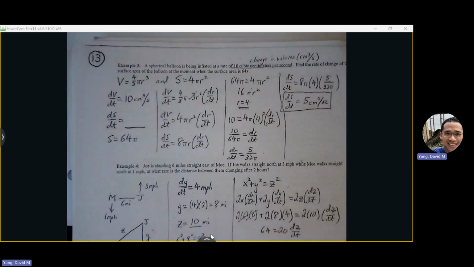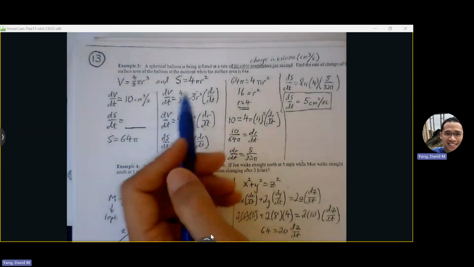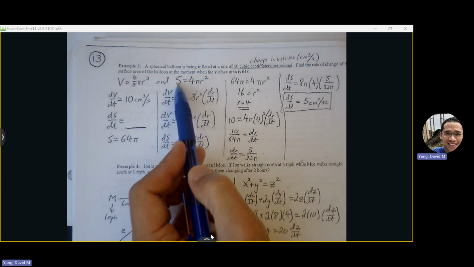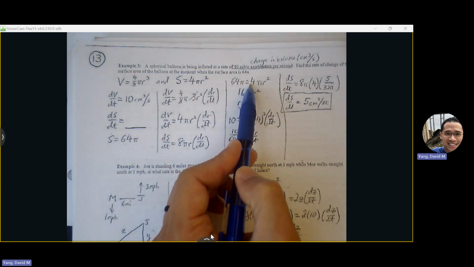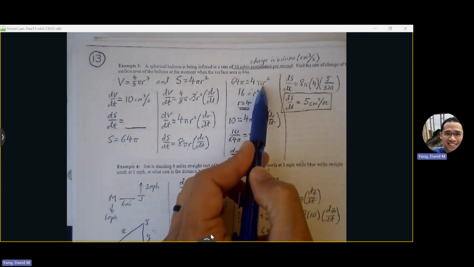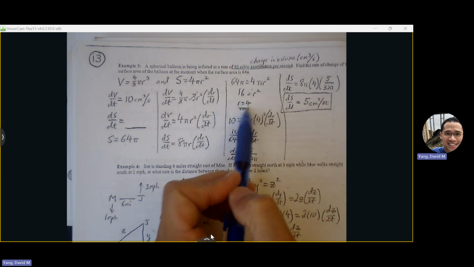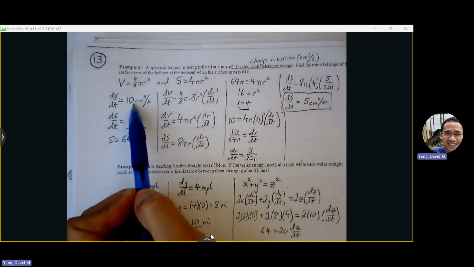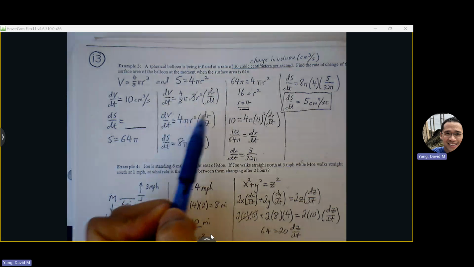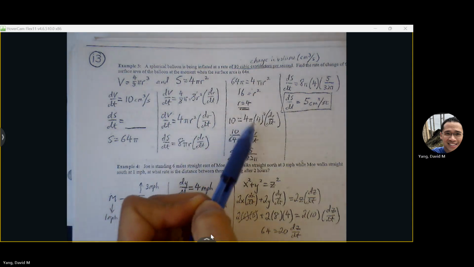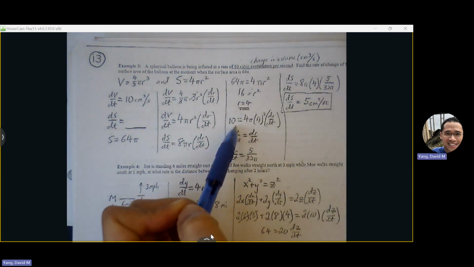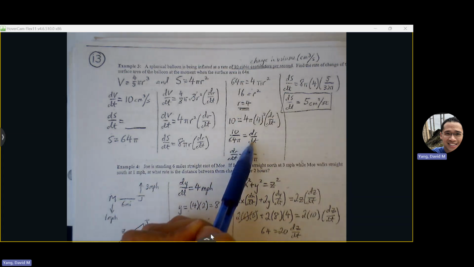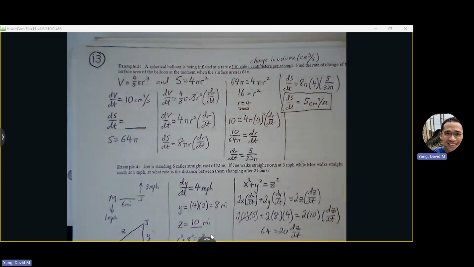So this is what the end result looks like. If I plug 64 pi in for S, I get 64 pi equals 4 pi r squared, divide by 4 pi. R squared is 16, r is 4, so there's the radius that I need. dV/dt was 10. Plug 10 into my dV/dt equation, replace r with 4, and then I do 10 divided by 64 pi. That gets me my dr/dt. That's the second piece of the puzzle.